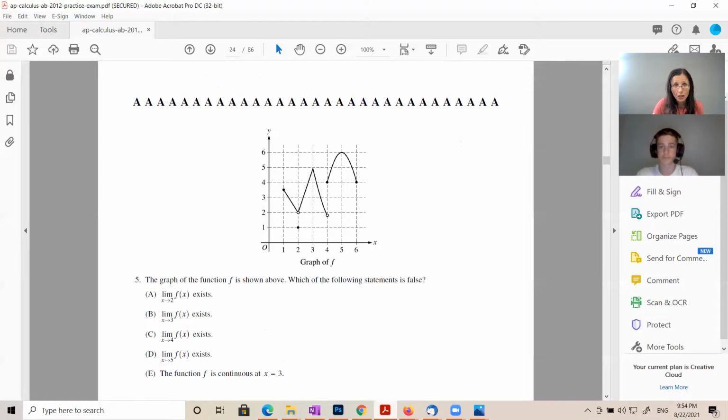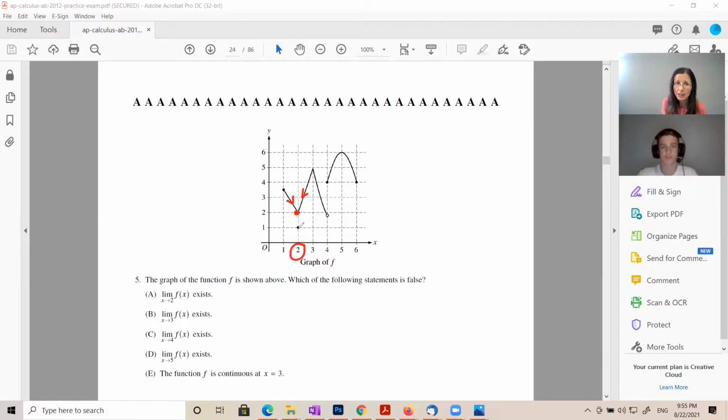Okay, let's look at a few examples from the 2012 calculus A/B test that is posted on the website. Here's question number 5. The graph of the function is shown. Which of the following statements is false? This is the function. So first one, we're looking for the limit at 2, right here. Do you think the limit exists? What happens if you approach from the left and approach from the right? Do they match? Yeah. They match. So the limit exists.